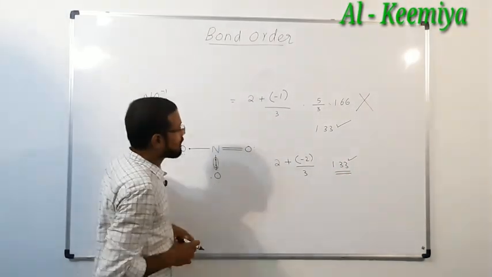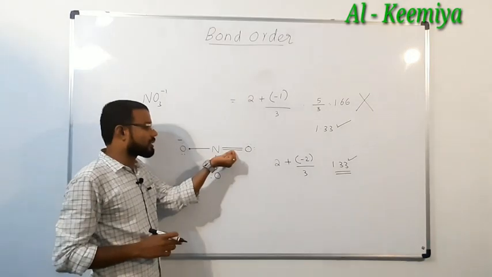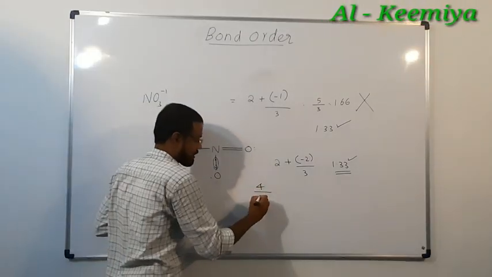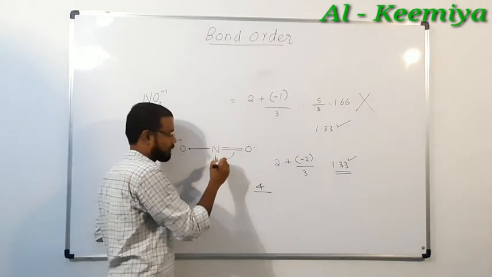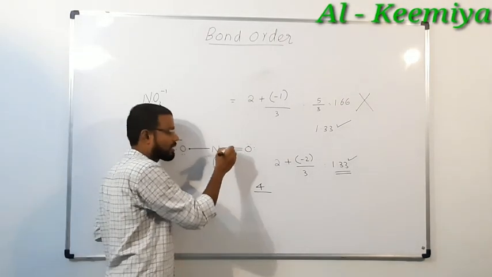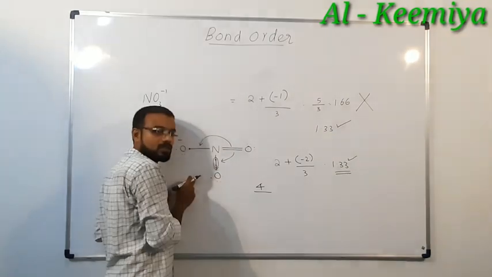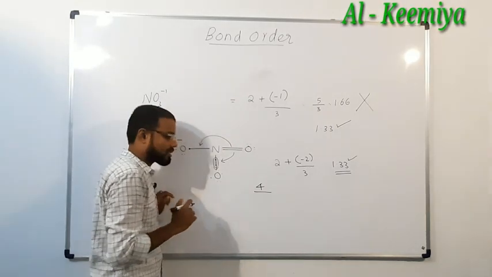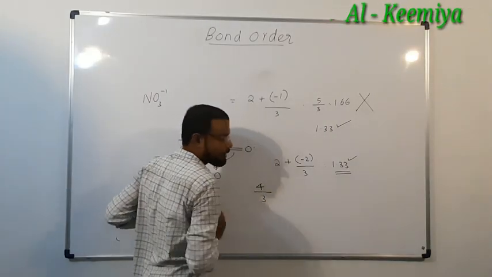Then the old method also we can use. See here, how many bonds are there? 1, 2, 3, 4 bonds. So 4 bonds. The resonating structure is: this double bond may shift here, so that is one resonating structure, and this double bond may shift here, so that is 2. Then this one itself. So in total, how many resonating structures? 3 resonating structures. So 4 by 3. That is what?